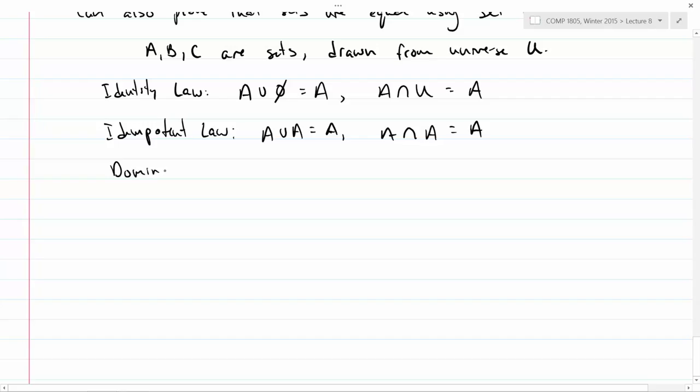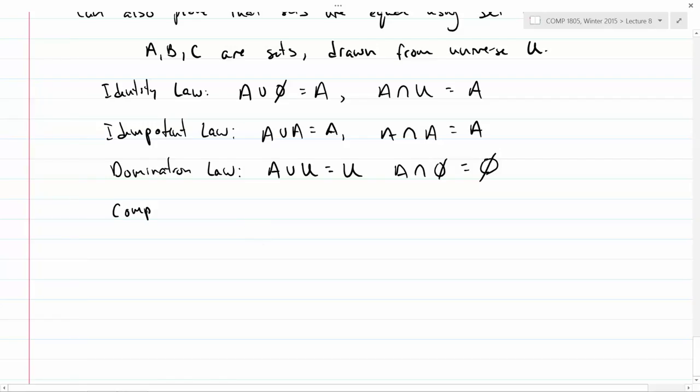We have a domination law, just like we did. And that is that if you take any set and union it with the universe, you get back the universe, because that sort of overshadows everything. And if you intersect a set with the empty set, you get the empty set, right? Because the empty set has no elements in it, and therefore it has no overlap with A.